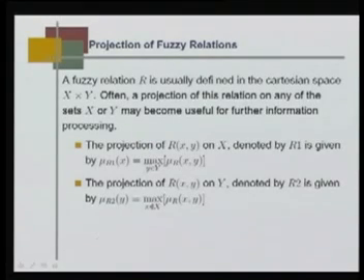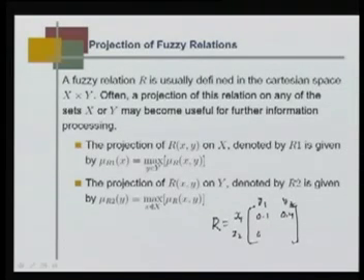So, the meaning is that if I have R, which is, let us say, x 1 and x 2, and this is y 1 and y 2, and this is 0.1, 0.4 and this is 0.5, 0.6. These are the membership functions associated with x 1 y 1 is 0.1, x 1 y 2 is 0.4, x 2 y 1 is 0.5, x 2 y 2 is 0.6.